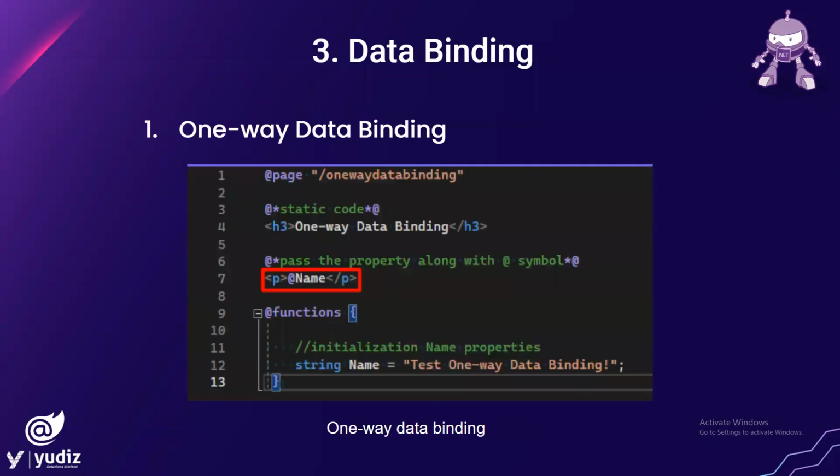Now let's go ahead with one-way data binding. In one-way data binding, we use the at symbol in the view part. It's called one-way data binding. One-way data binding is straightforward. You can see the snippet here. In the snippet, we add the at symbol with a variable. Now let's see the demo part.